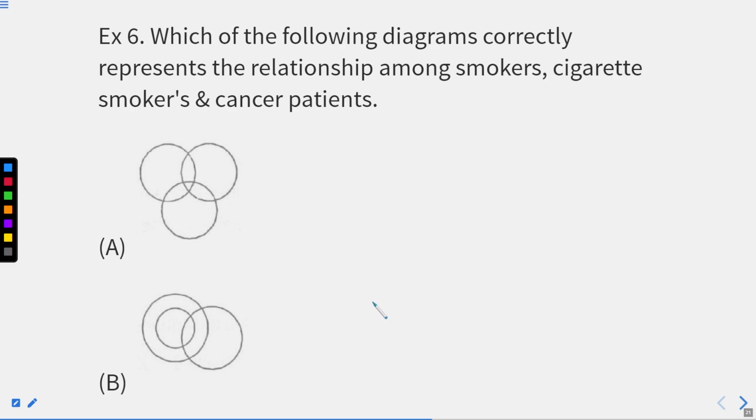Now, when you are well aware that the question is a Venn diagram based question, you can directly look for the entities. The first is smokers, second is cigarette smokers, third is cancer patient. Now, the first approach is to make the diagram by yourself, right? For that, you can also see the possible Venn diagrams given: three circles intersecting each other, two concentric circles and a third circle intersecting both of them, three concentric circles, and two concentric circles.